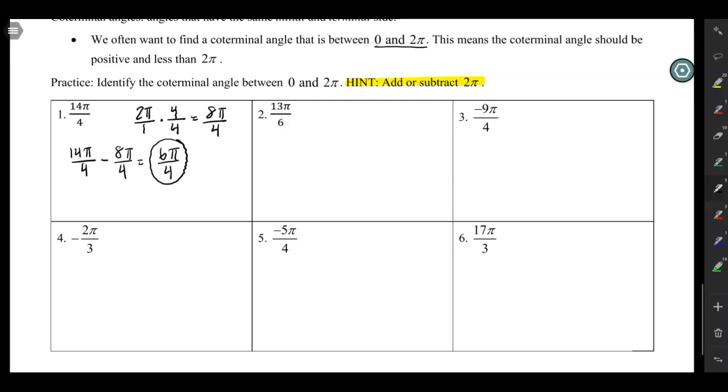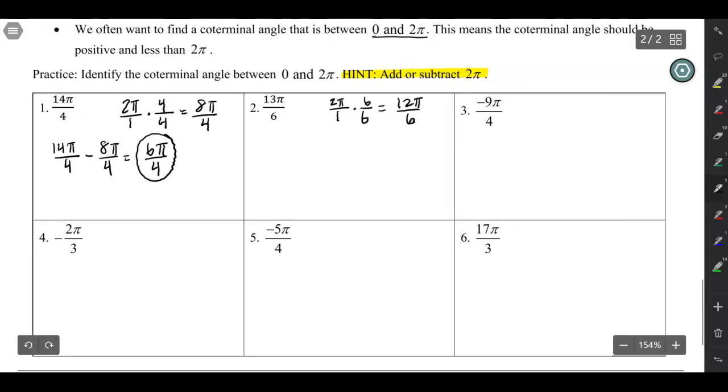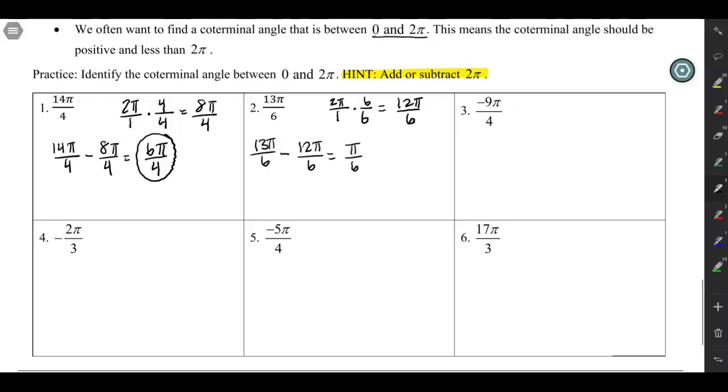So let's do the same thing with number 2. The first thing I'm going to do is figure out what 2 pi is in sixths. I'm dealing with sixes in the denominator here. And 2 pi is the same as 12 pi over 6, which means that I'm looking for an angle that's less than 12 pi over 6 and bigger than 0. It also means that when I start adding and subtracting 2 pi, what I'm going to add and subtract is this 12 pi over 6. So 13 pi over 6. Well, that's too big, right? 13 is bigger than 12, so it's bigger than 12 pi over 6. So I'm going to subtract that, and I'll just be left with pi over 6. Now pi over 6 is a positive angle, and it's smaller than 12 pi over 6, which means that's the coterminal angle I'm looking for.